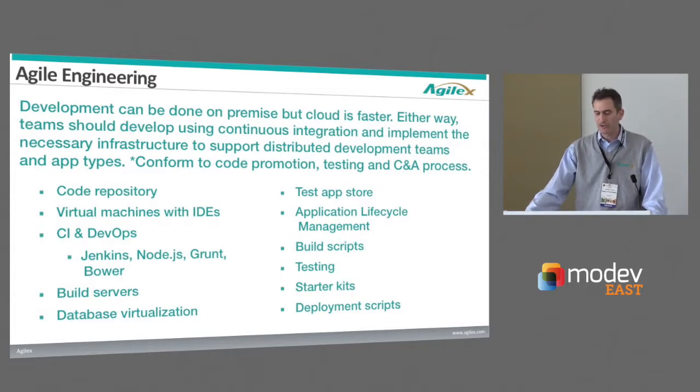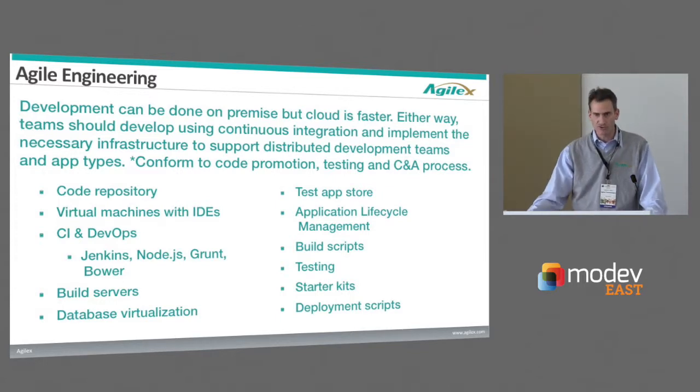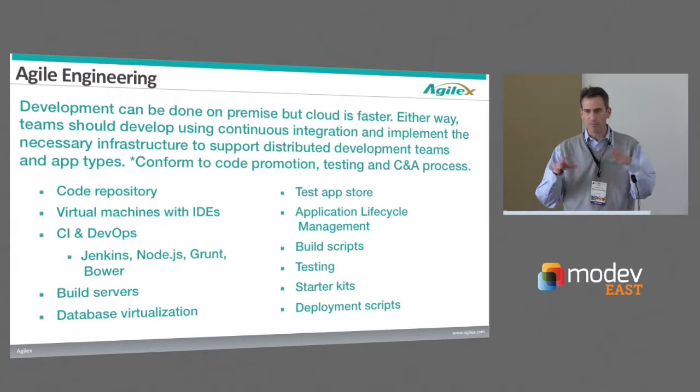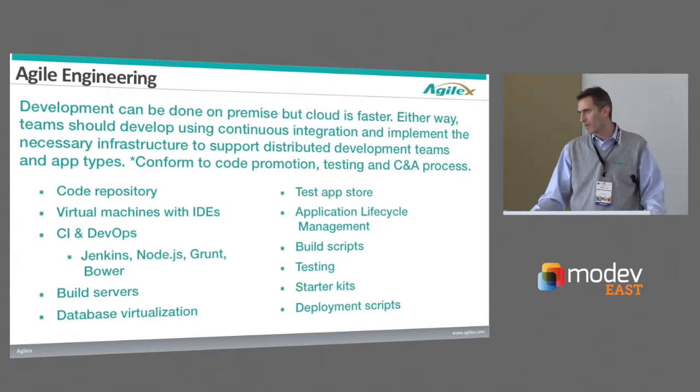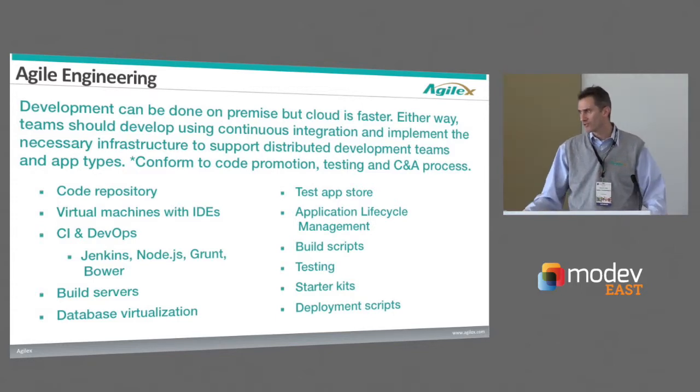If you're going to go to the cloud, it is important to conform and follow existing code promotion, testing, and CNA processes of a customer. And there's certainly ways that you can do that. Some of the critical features that we look at in creating a mobile applications environment: a code repository or a code library, whether you're using Subversion or Git, is key because you want to have all that control, version control, and the ability to look up code and all that.